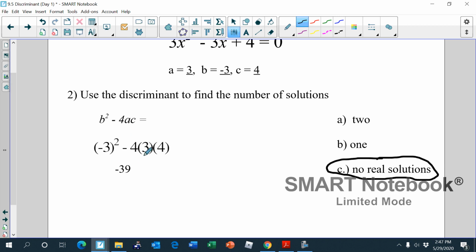I got a negative 39, right? Because this would have been a 9 minus 48. 9 minus 48 is a negative 39. When you have a negative discriminant, you have no real solutions. You are not allowed to take that square root of a negative number.